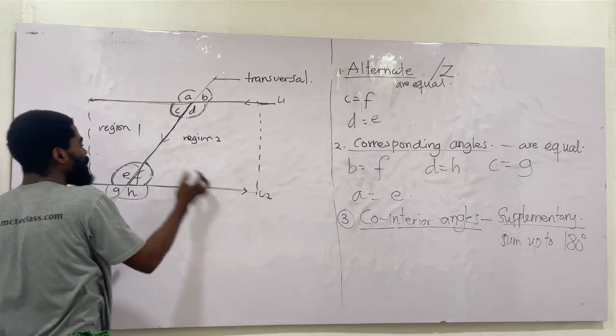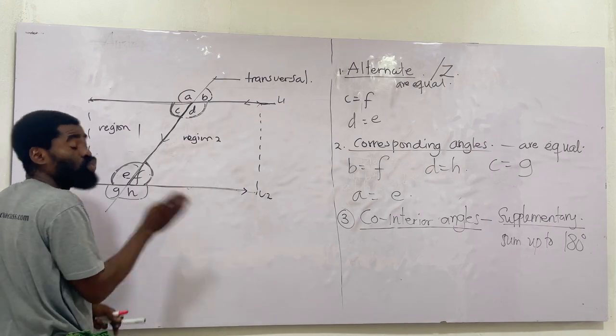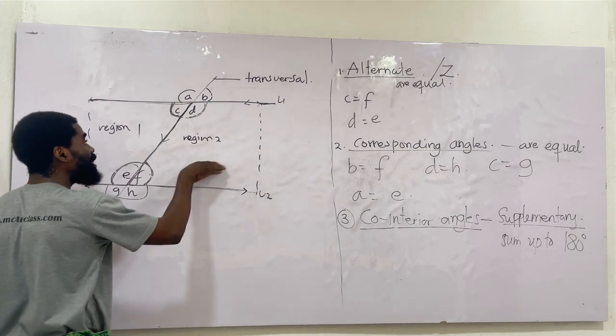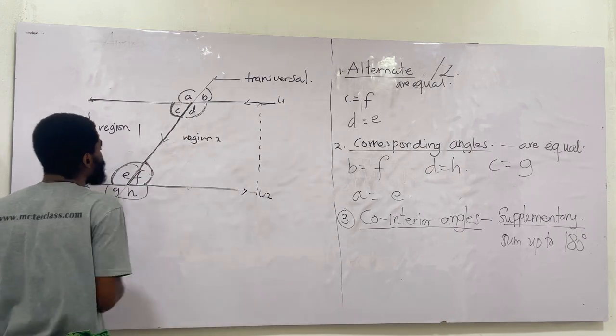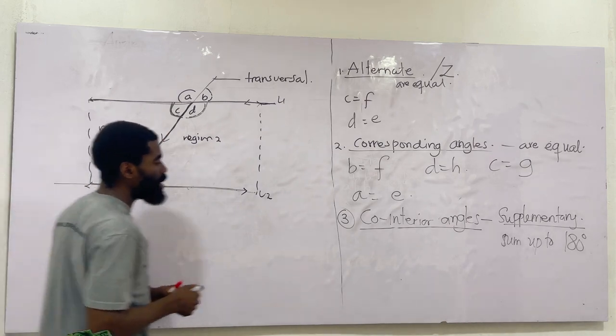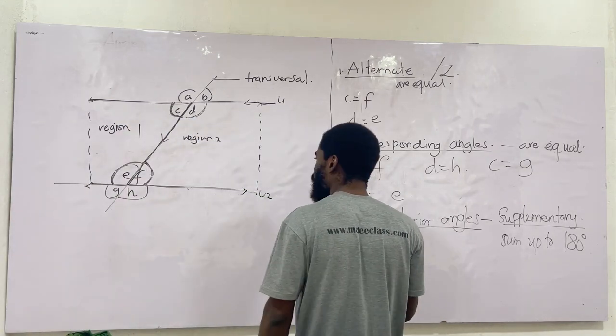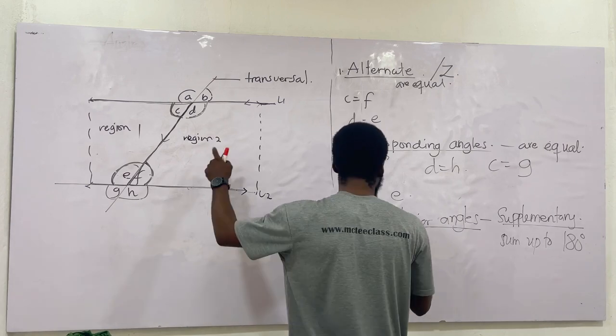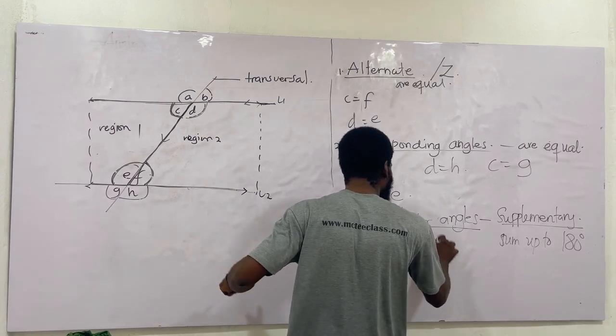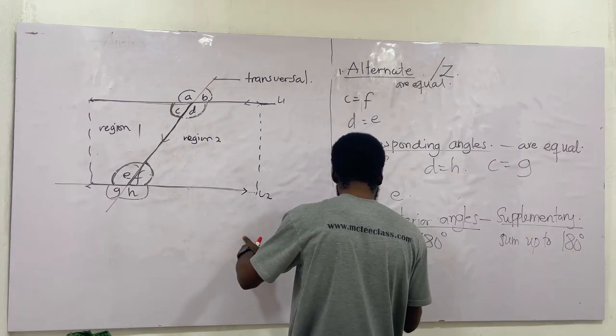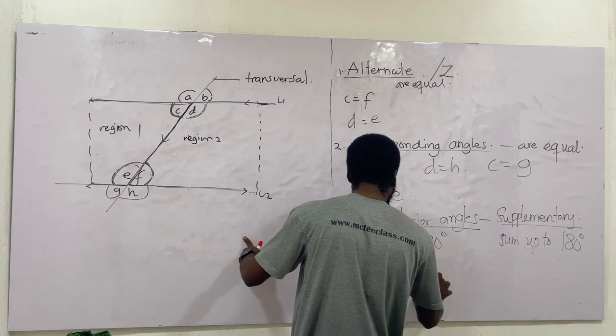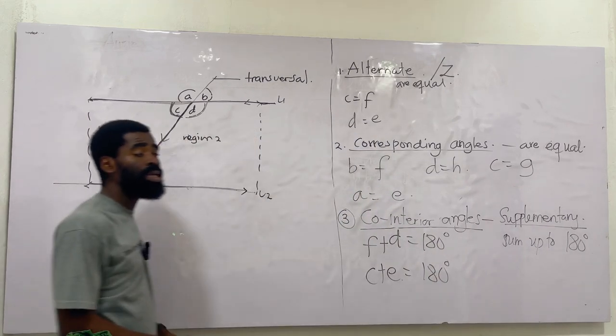What are co-interior? Very simple. Once I've closed this and this, what angles are inside region 2? Very, very simple. What angles are inside region 2? This and these are inside region 2. That and that are inside region 1. So in this case, we'll have what? We'll have F plus D equals what? 180 degrees. Then C plus E equals what? 180 degrees. Very, very simple.